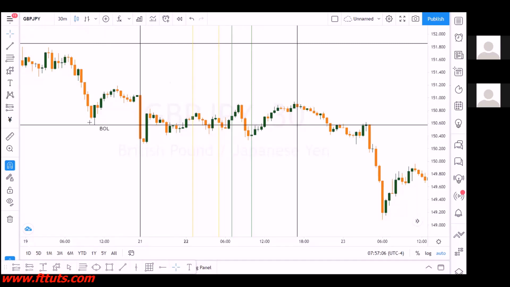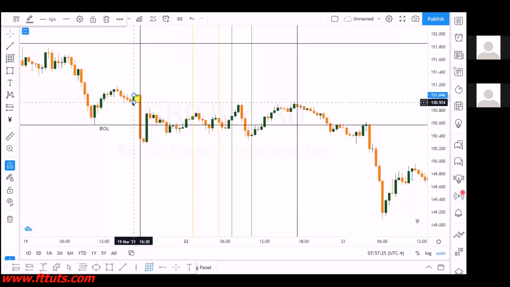Okay. So we can see there was a break of structure low right here. So I will be focusing on selling at this area of supply right here. Now, how I mark my area of supply is from the last bullish candle before the down movement. So that will be my area of supply that I will be aiming to sell from.